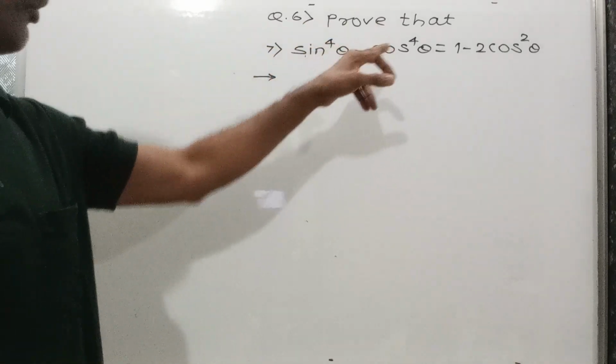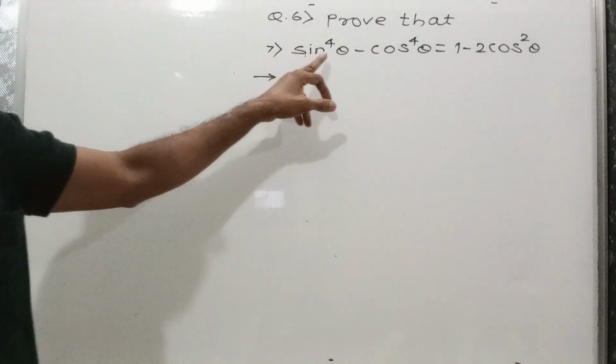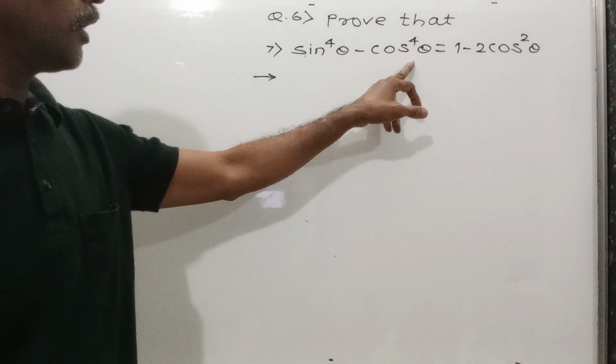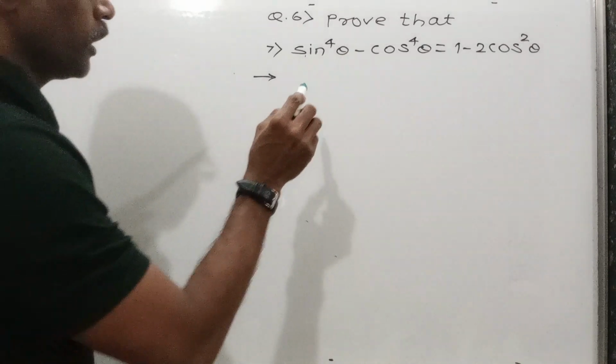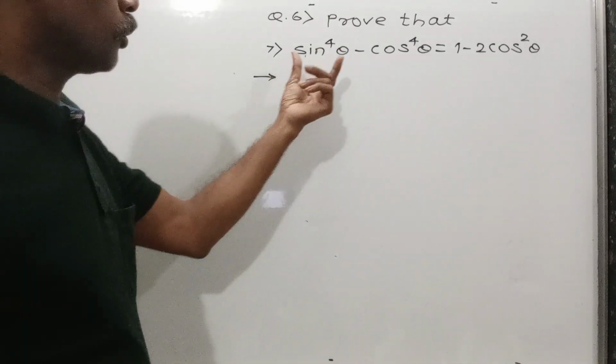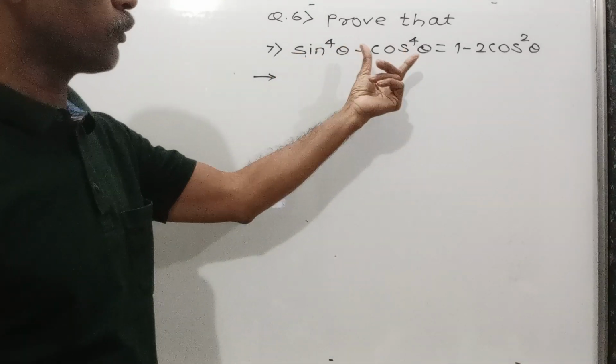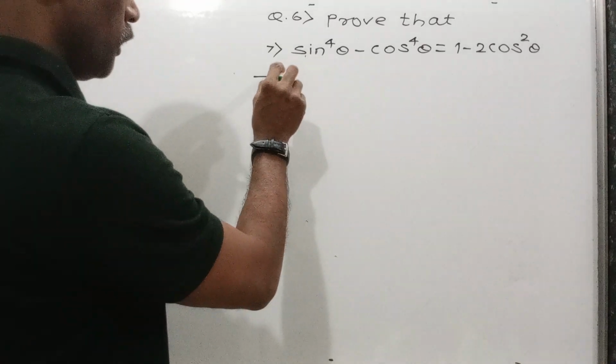Question number 6, prove that. Example number 7: sin⁴θ − cos⁴θ = 1 − 2cos²θ. Now we don't know a formula for sine raised to 4 and cos raised to 4.